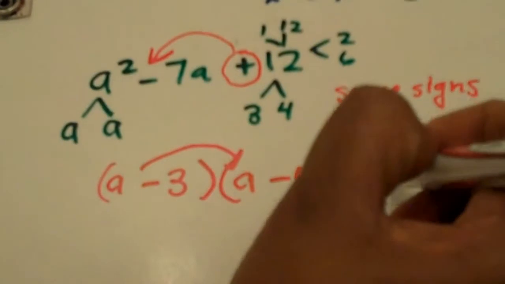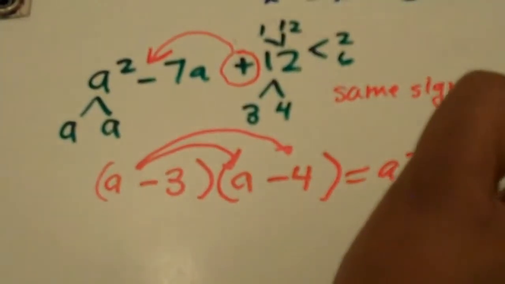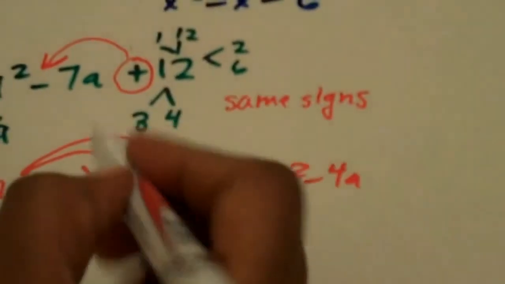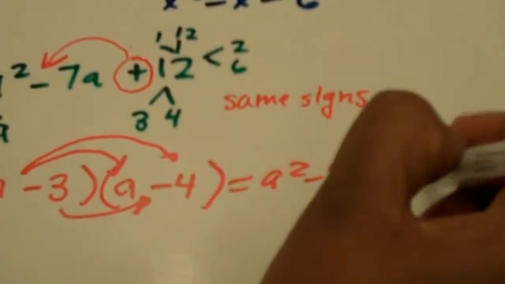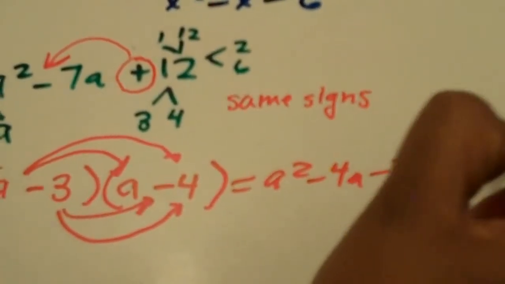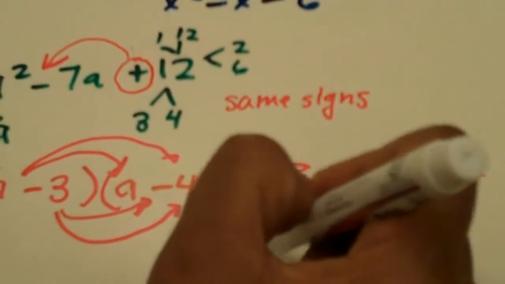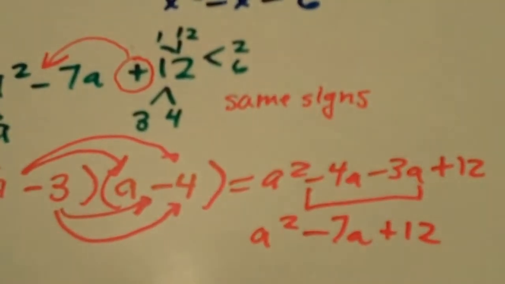If we multiply it back, we get a squared minus 4a minus 3a plus 12. And if we combine these two together, we get a squared minus 7a plus 12. Let's try another one.